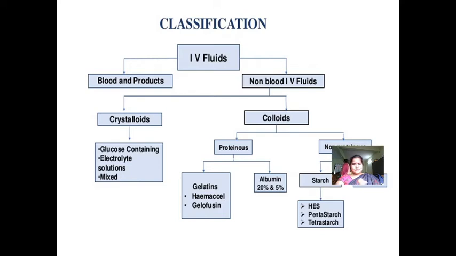So we have colloids and crystalloids. We have already completed the colloids. What are those? Albumin, hemacil, jellyfusion, hydroxyethyl starch, dextrans. So these have all been completed. You only have to see the crystalloids. The crystalloids are called glucose containing electrolyte solutions and mixed solutions. So we have to see these crystalloids. Colloids we have already completed.